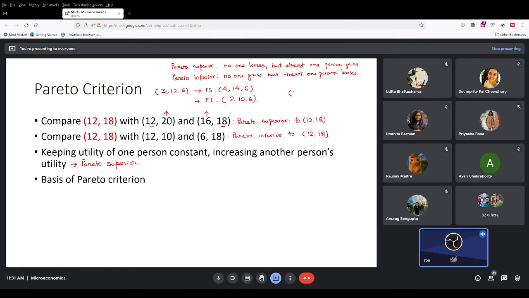Can you tell me what will be this? 2, 10, 4. I'm always comparing with this one. Okay, this is my reference point. Is this Pareto superior or inferior? Sir, inferior. All the persons are losing. Right. Okay.